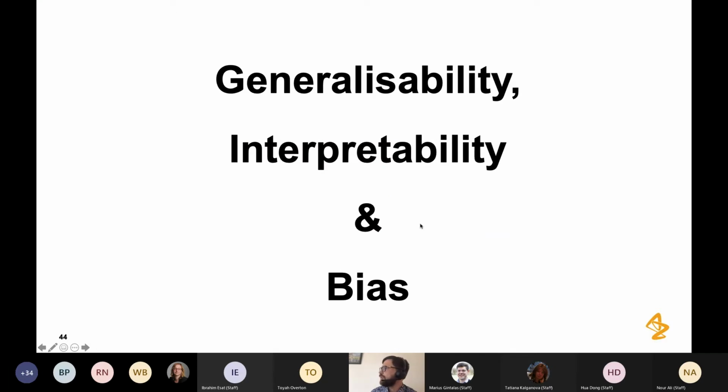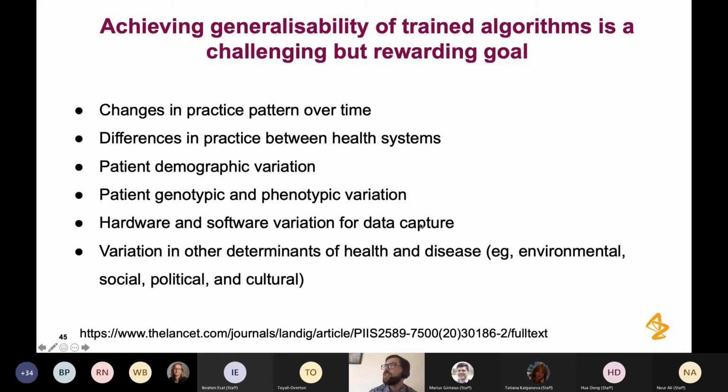And of course, many people say that deep learning is a black box and that it doesn't generalize. Usually, you train on dataset A, and then you go to dataset B, and the problem is how generalizable it is, along with interpretability and bias. Achieving generalizability of trained algorithms is challenging, but it's our ultimate goal. And there can be many different reasons why it happens, such as changes in a pattern over time.